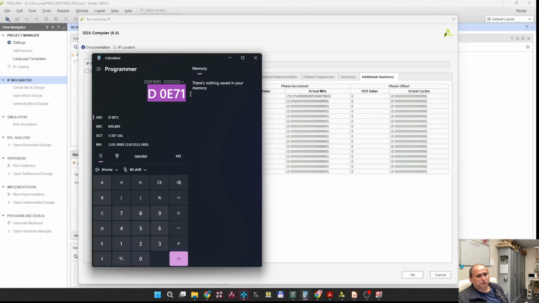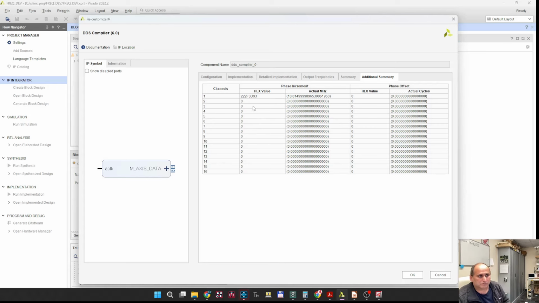As you can see, this is a 20-bit number. So 4-bit, 4-bit, 16-bit, plus 4, 20-bit. Just remember this, that we need to add some 20 bits of something or subtract 20 bits of something to deviate up and down by 15 kilohertz.